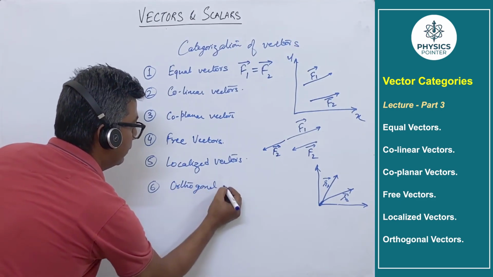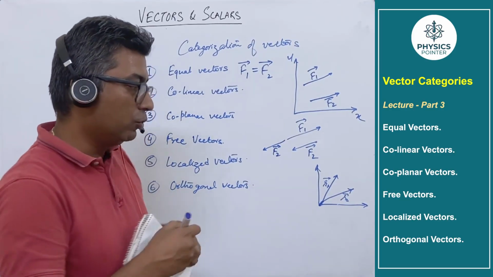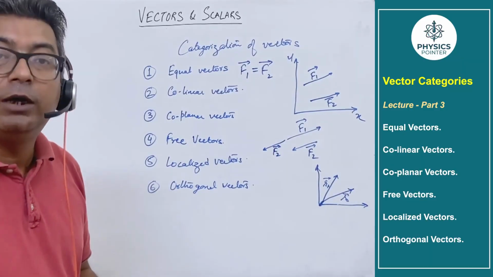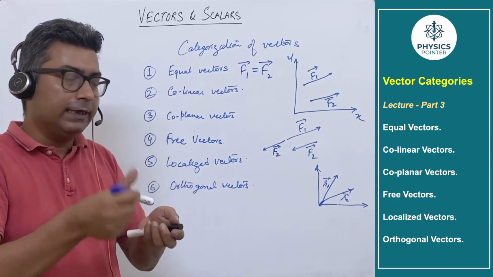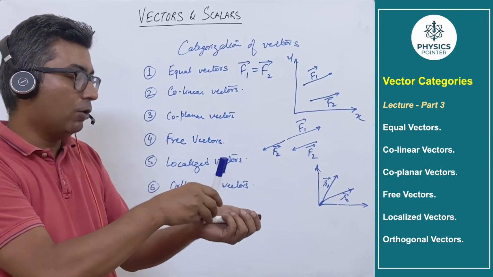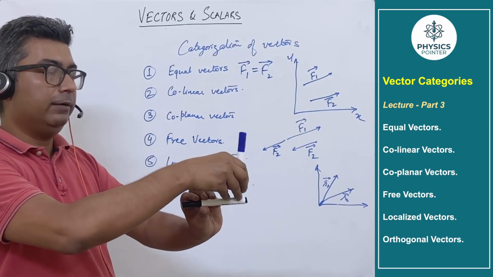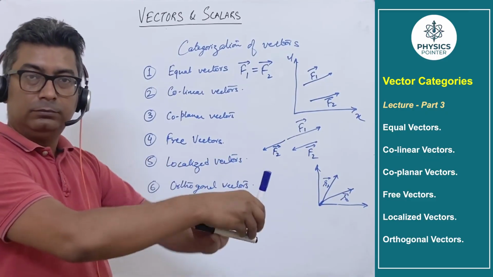Last one, orthogonal vectors. What are orthogonal vectors? Orthogonal vectors are the vectors which are perpendicular to each other. It could be in any plane. You can always change the plane. So for example, if I show you like this, these two vectors are orthogonal. Direction can be different. Direction doesn't matter. It has to be 90 degrees. I can change the plane.